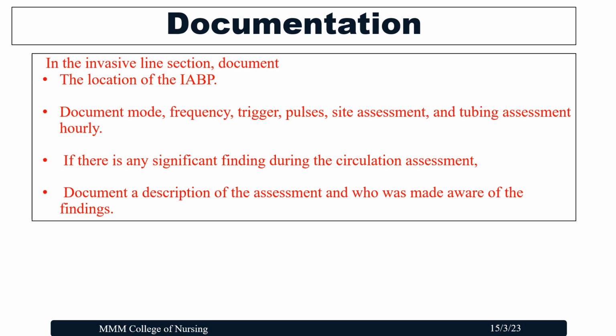Documentation. Once the device has been removed, in the invasive line section, document the location of the IABP. Document the mode, frequency, trigger, pulses, site assessment, and the tubing assessment that the nurse has done hourly. If there are any significant findings during the circulation assessment, document a description of the assessment and who was made aware of the findings, to whom the nurse has informed the findings. That should also be marked in the documentation sheet.